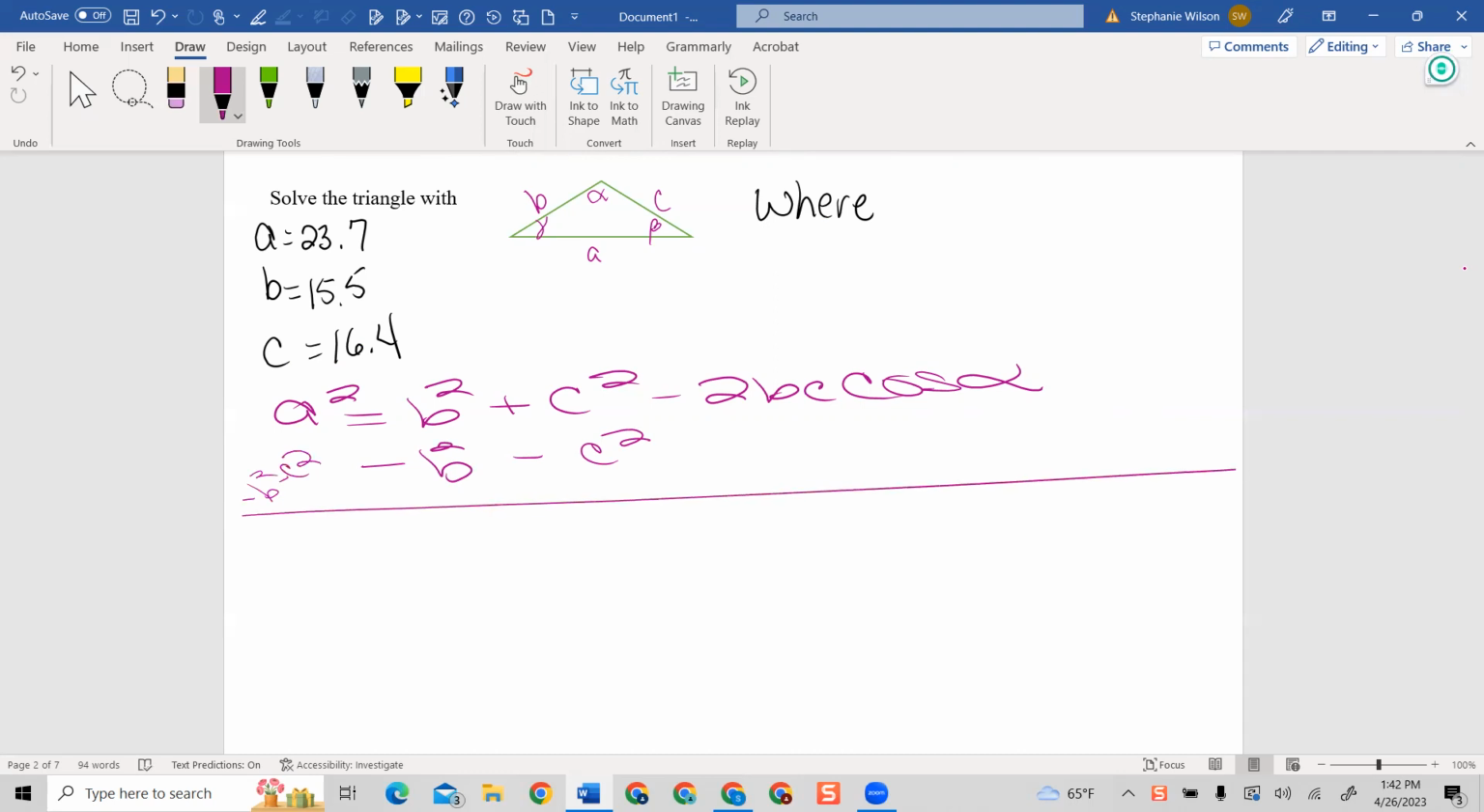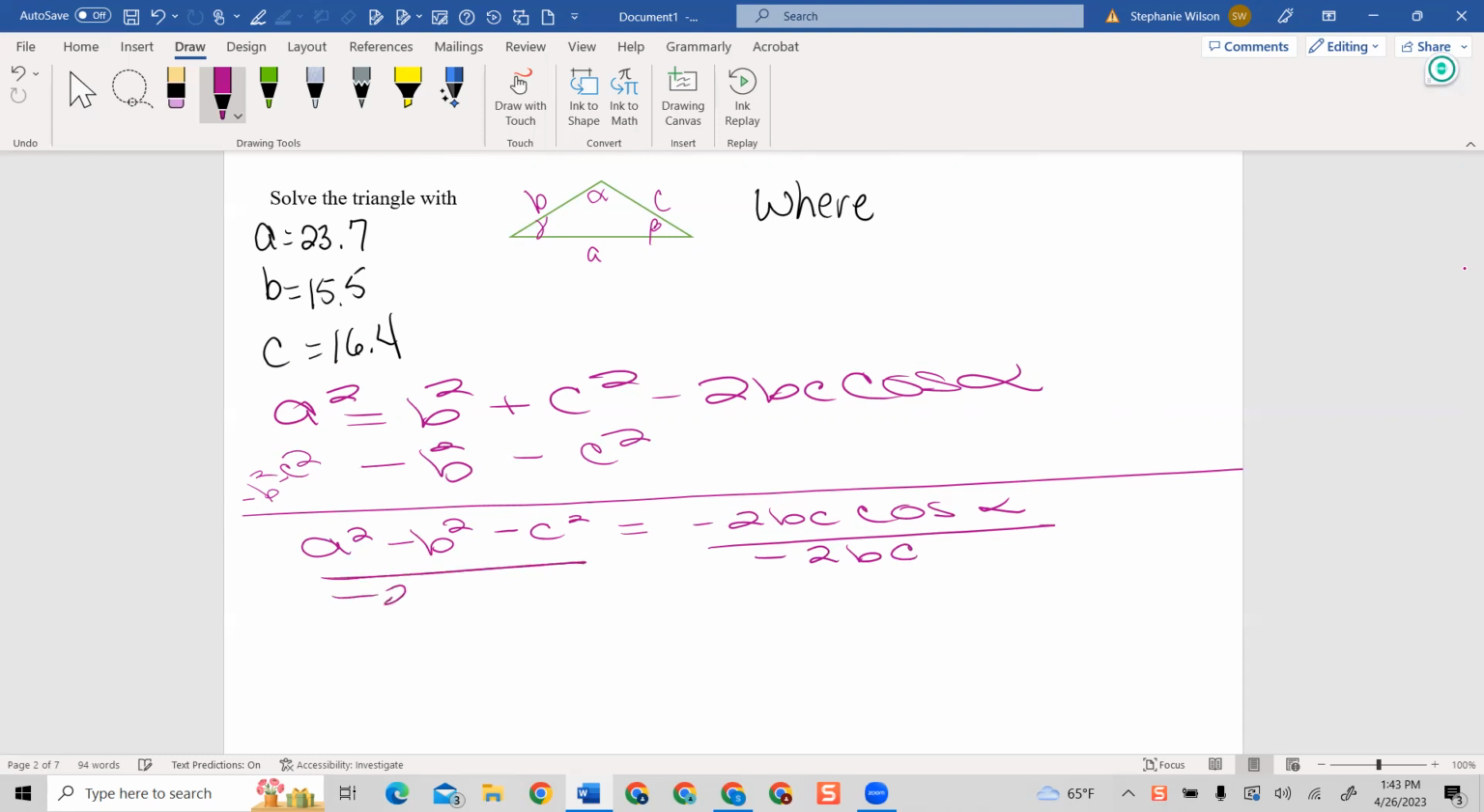So I'm going to rewrite that. I got a squared minus b squared minus c squared is equal to negative 2bc cosine of alpha. I'm going to divide by negative 2bc because it's multiplied to the cosine, so to undo it is division. I'm going to rewrite it where cosine is in front.